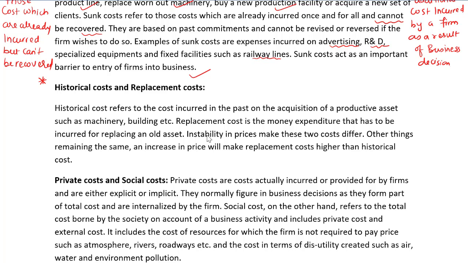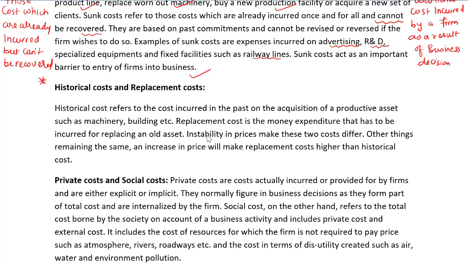The next cost is historical cost and replacement cost. Historical cost is basically the cost incurred in the past on the acquisition of some productive assets like either machinery or building. Replacement cost is the money expenditure that has to be incurred for replacing an old asset which we have already used.